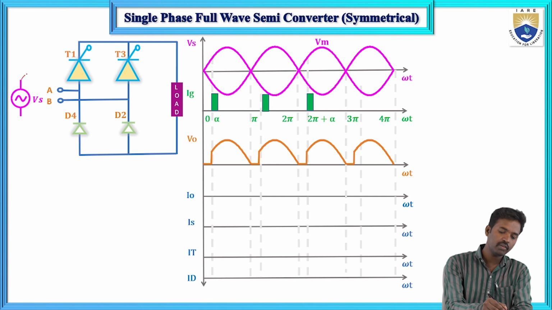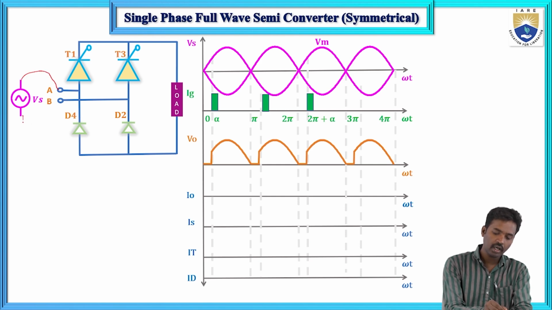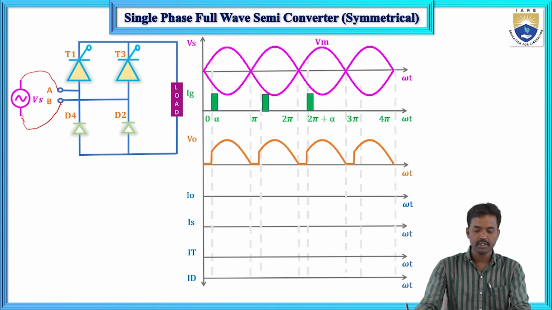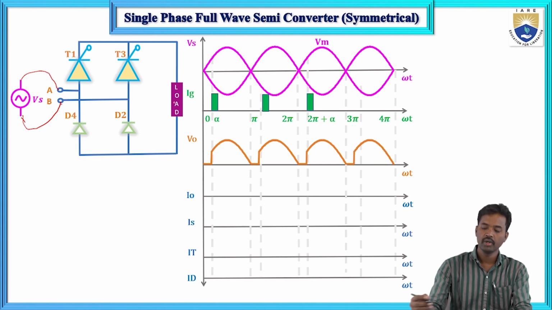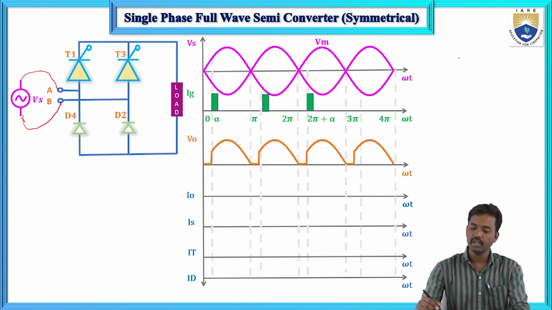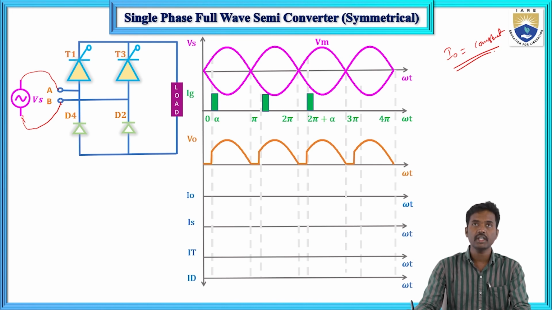Now here I am giving the AC supply, and this is the load. One assumption is that the load current I0 is constant. I0 being constant means the load is highly inductive. The load may be RL or RLE load.